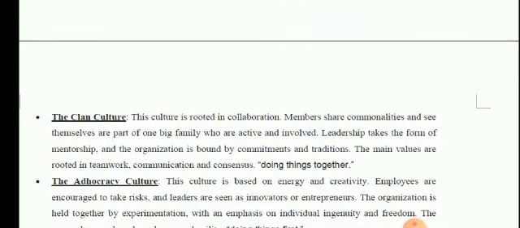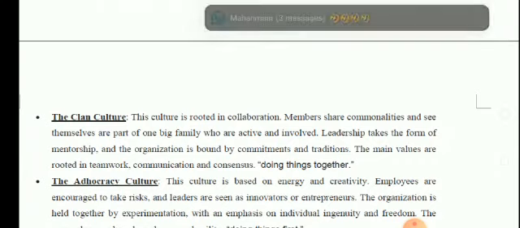The first type of organization culture is the clan culture. There are 4 types, and the first one is clan culture. This culture is rooted in collaboration with others, cooperation. Members share commonalities and see themselves as part of one big family.